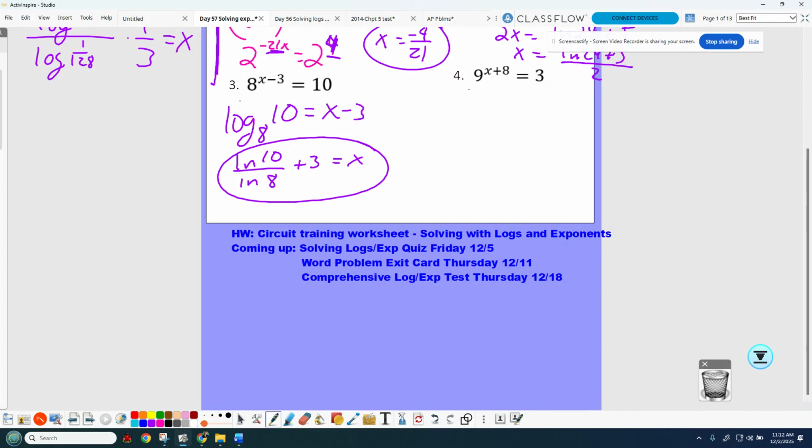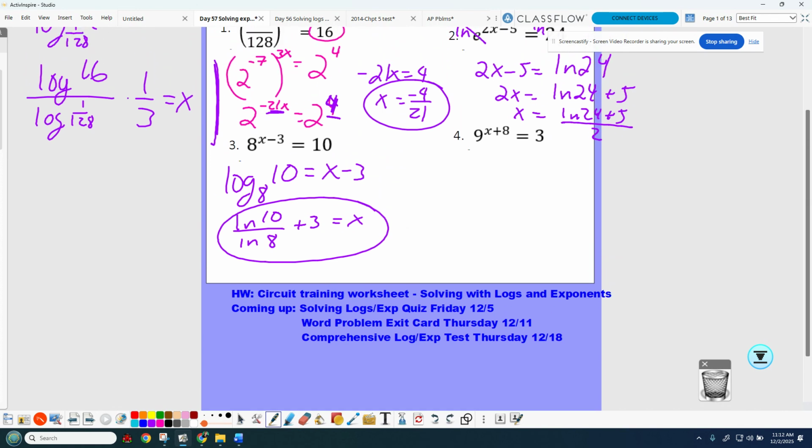Wait, so then why is that one wrong? This one? Yeah. Because you can actually evaluate these. Like, I can get a number, -4/21, without a calculator. So, number 4... Why is it ln, not log?